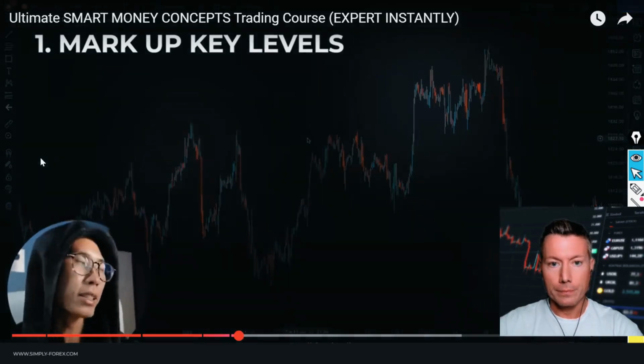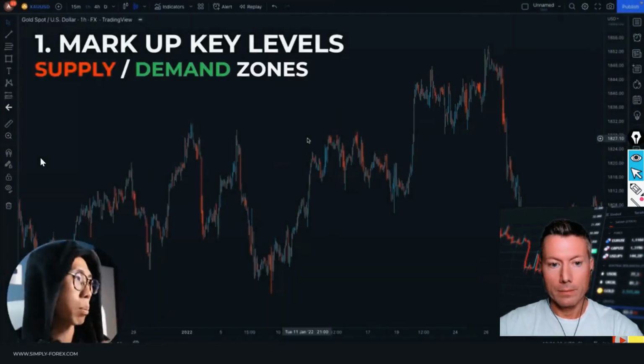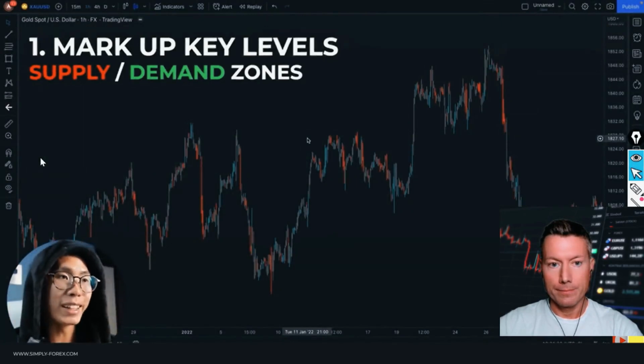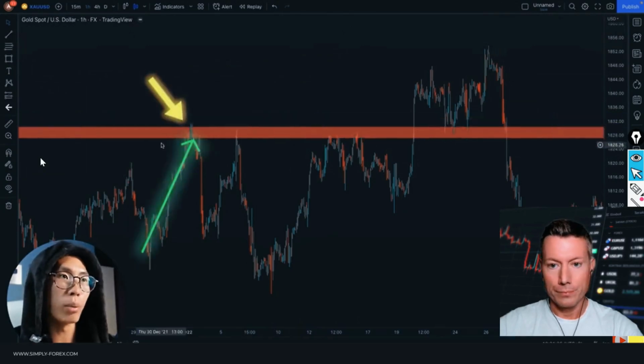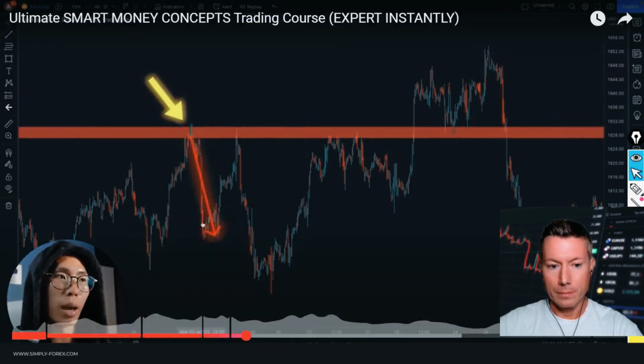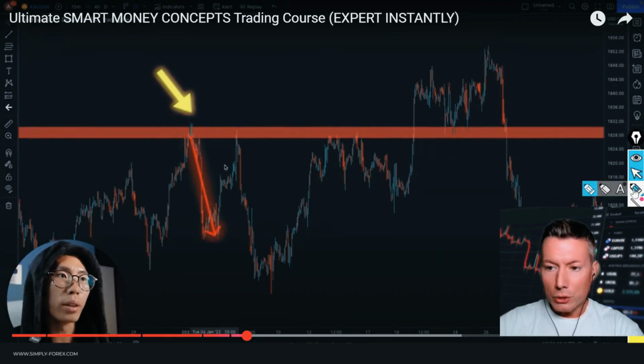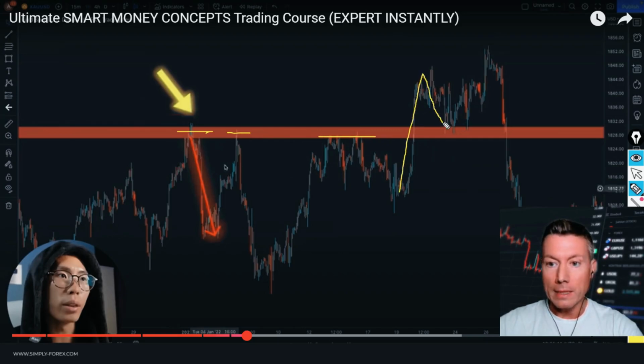Before you do anything, you want to mark up your key levels or supply and demand zones by finding where price is reversing or respecting. Right here, whenever price goes up here, it always collapses. So again, guys, just to reiterate my point, it's a support and resistance level, right? It was resistance, resistance, resistance. When price breaks it, it becomes very good support, support, support, right? Support and resistance level, supply and demand level, order block level, it is irrelevant, right?